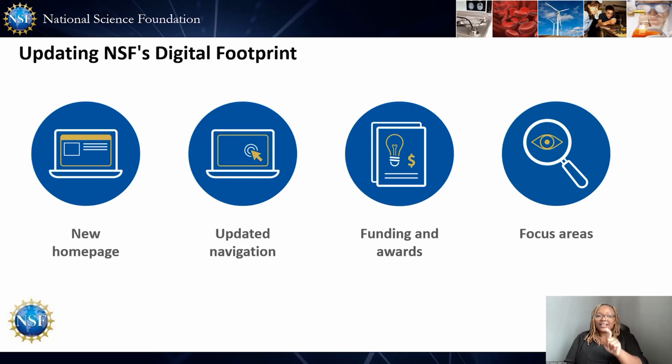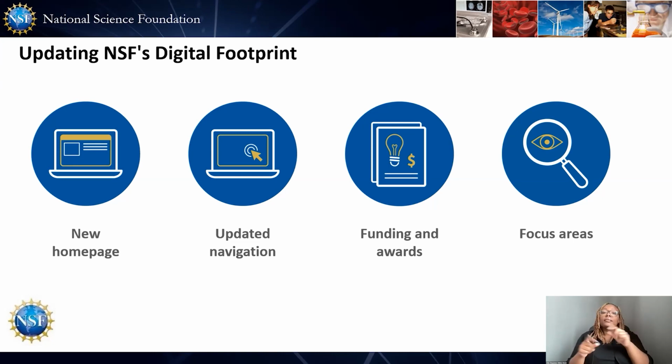Updating NSF's digital footprint. If you are visiting the NSF website, you've noticed that the URL is beta.nsf.gov. We have recently made this change, so it is now the new NSF.gov. So this is now a new homepage. We've also updated the navigation for this website. We're interested in connecting web visitors to the information that they are looking for.